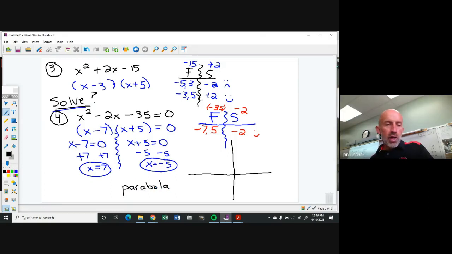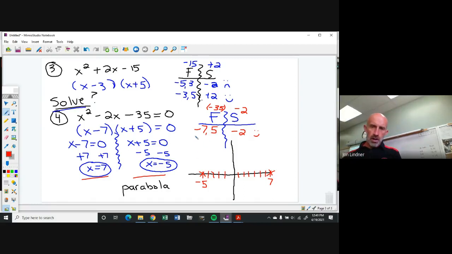And these two answers right here are the x-intercepts. It's very easy. So -5, +7 are the intercepts. 2, 3, 4, 5, 6, 7. Those are the intercepts. And the parabola is, I'm going to try to do this with my pen.